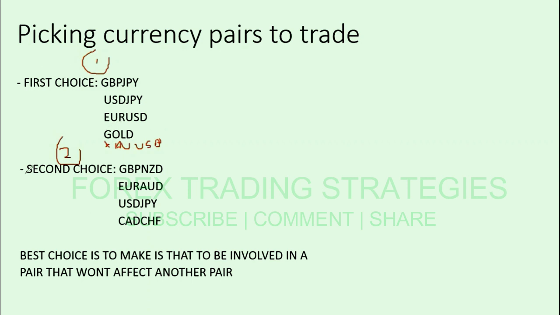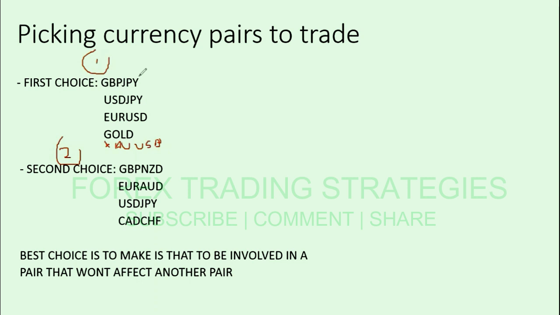Meaning that if you're about to choose currency pairs to trade, if you're looking at two, this is your first choice, this is your second choice, and you want to open trades now, let's say three trades to run at the same time. Let's look at the first choice. Would you choose the first choice, yes or no? From my side, I would say no, we wouldn't. Why is it so? Why wouldn't we choose the first choice?